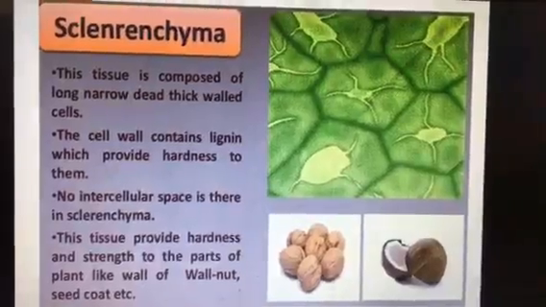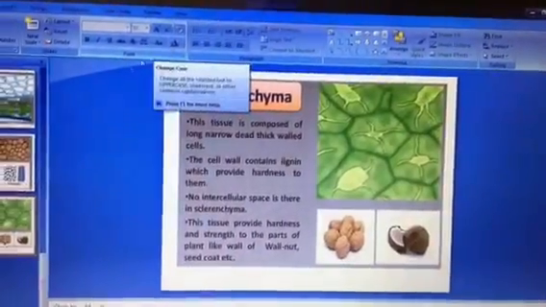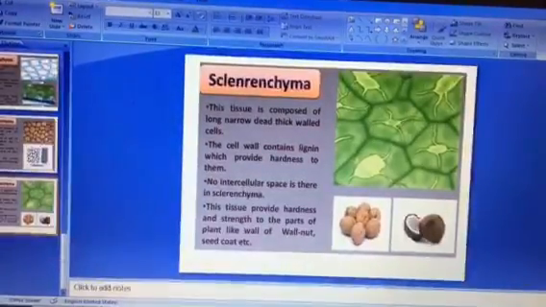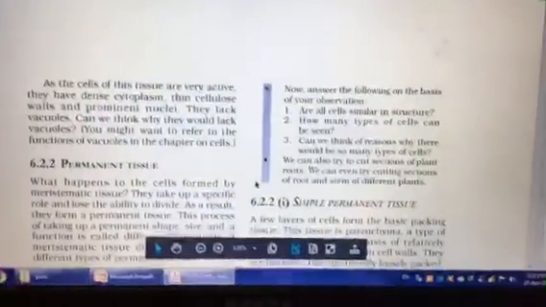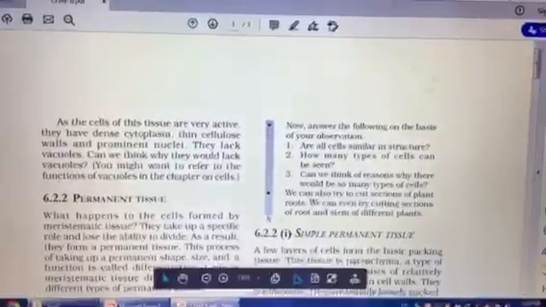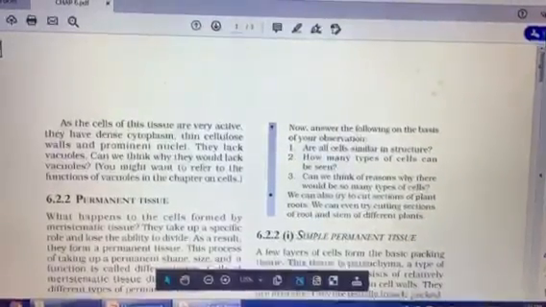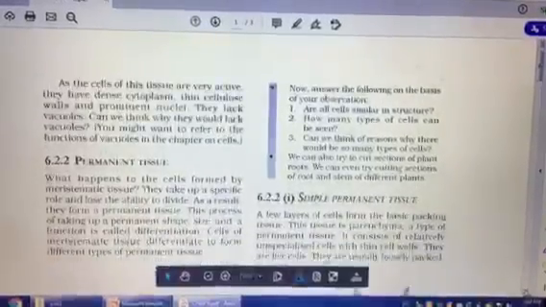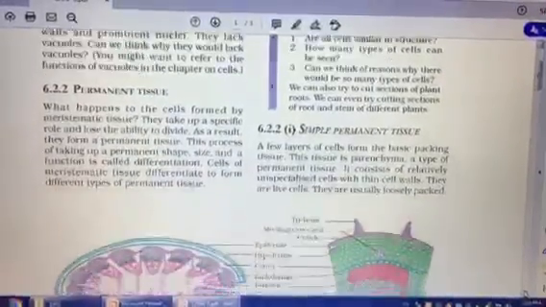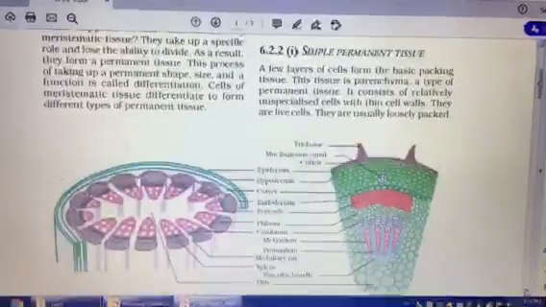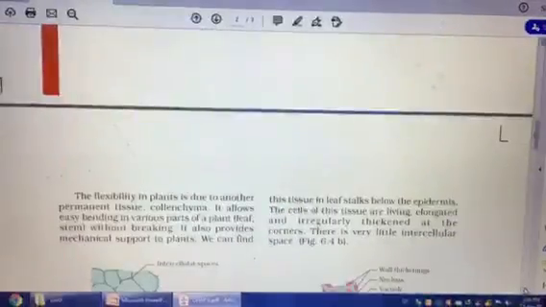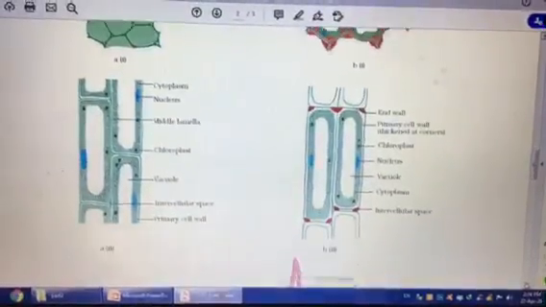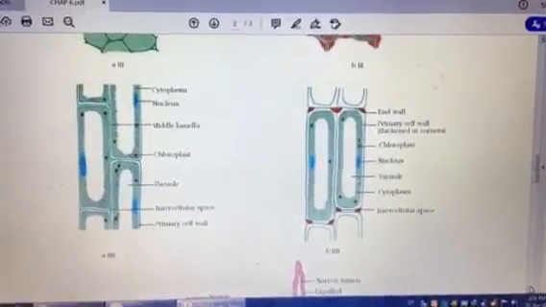Okay, students, after going through these slides, you just go to your NCERT chapter 6, page numbers 70, 71 and 72. After going through these slides, you will be able to understand these three pages. Just go through these three pages, you will be able to understand all points. Okay, thank you students. We will continue with the same topic in the next class.